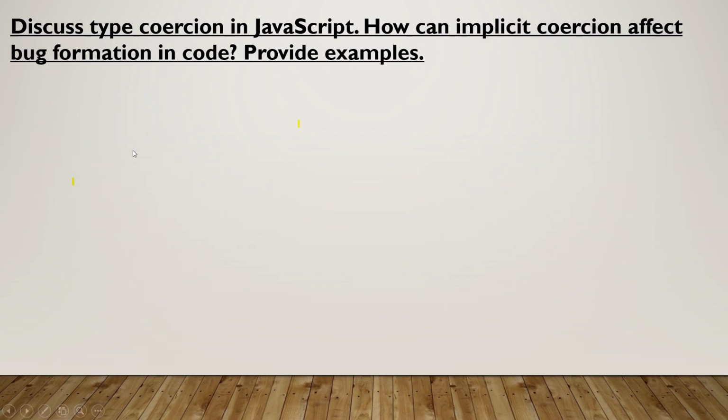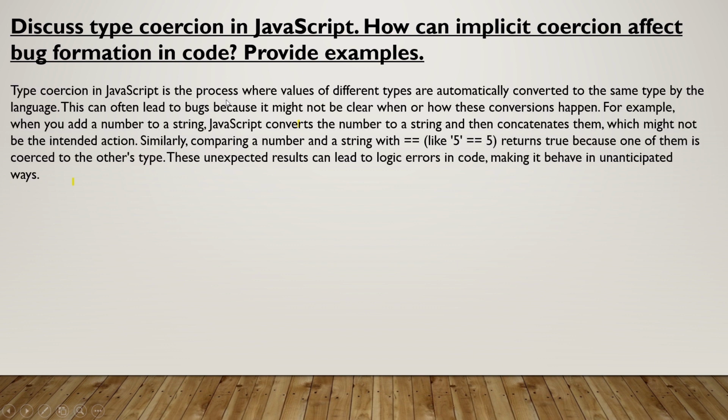Discuss type coercion in JavaScript. How can implicit coercion affect bug formation in code? Please provide an example. Type coercion in JavaScript is a process where values of different types are automatically converted to the same type by the language. This can lead to bugs because it might not be clear when and how these conversions happen. Let's take an example. When you add a number to a string, JavaScript converts the number to a string and then concatenates them, which might not be the intended action. Similarly, comparing a number and a string with double equals returns true because one of them is coerced to the other type. These unexpected results can lead to logic errors in code, making it behave in unanticipated ways.